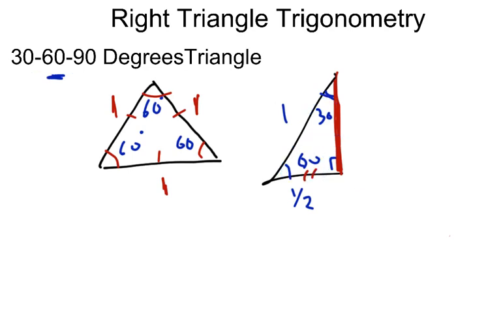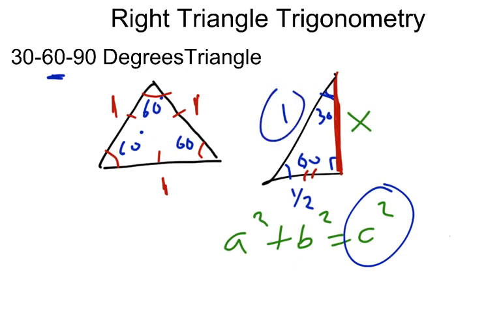Now, this side is my hypotenuse. This is one leg. Now I need the other leg. I'm going to use the Pythagorean theorem to find the measure of this side. Let's name this side x. The Pythagorean theorem is a squared plus b squared equals c squared. Remember, your c is always your hypotenuse.